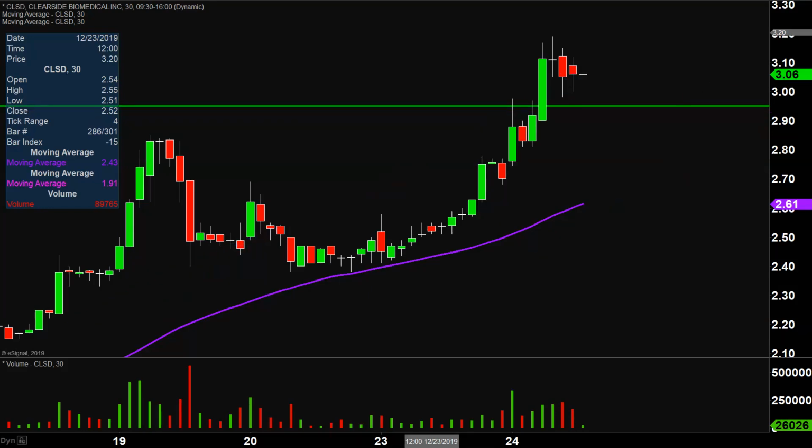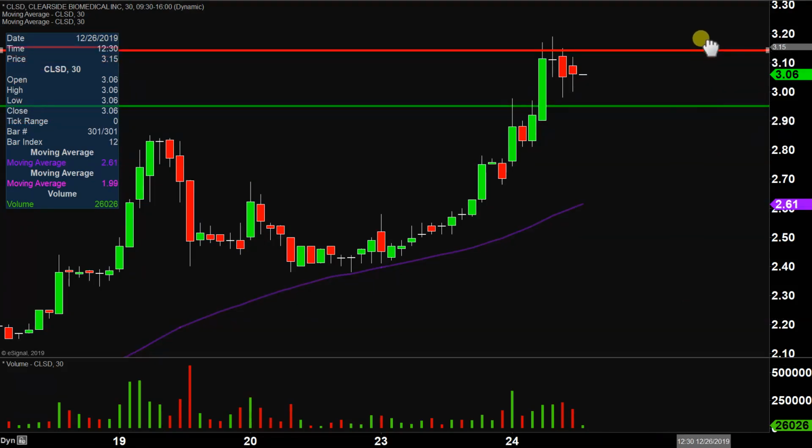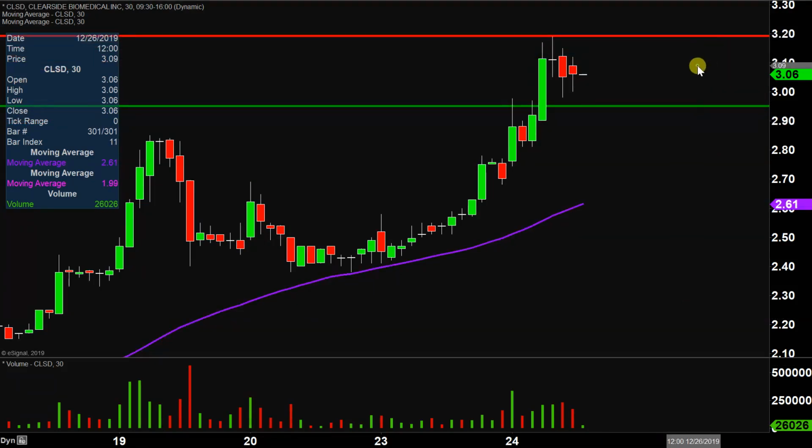What about levels of resistance moving forward? Nothing fancy or complicated here. Price finally stopped today right up there at the $3.20 mark. So 320 will be that first key level.